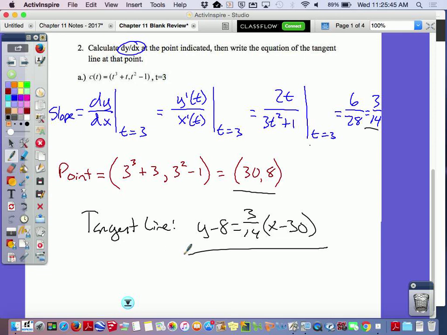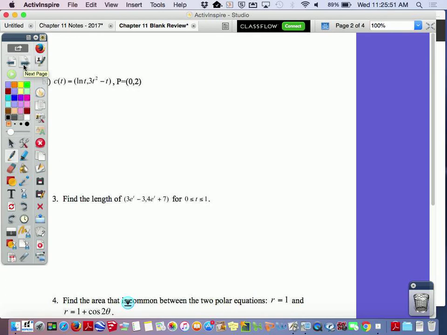Okay, very straightforward. Now the second part of question number 2, this one's a little bit different. The information given to us is not the same as the last problem. We're still given our parametric equation, but instead of giving us a t value, we're giving a point. So we already know that x is equal to 0 and y is equal to 2. So our point is done. We still need to find our slope.